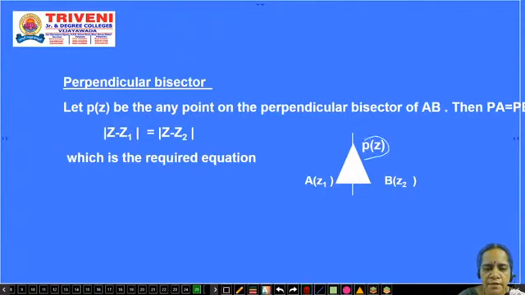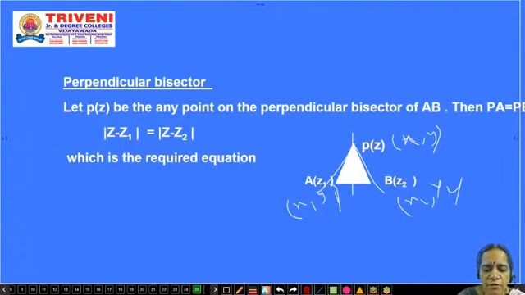P of z is any point on the perpendicular bisector of AB, then what we have to know is that PA is equal to PB. PA is equal to PB, where P is z, meaning x comma y. Z1 is taken as x1 comma y1 and Z2 is taken as x2 comma y2. What we know is that the distance PA is equal to the distance PB.